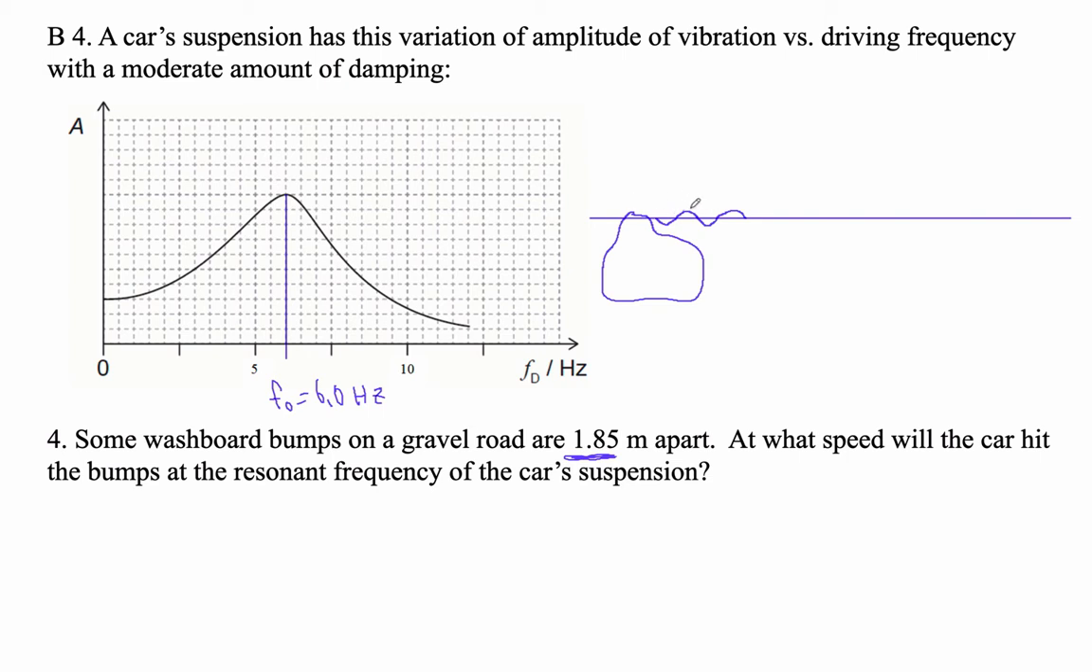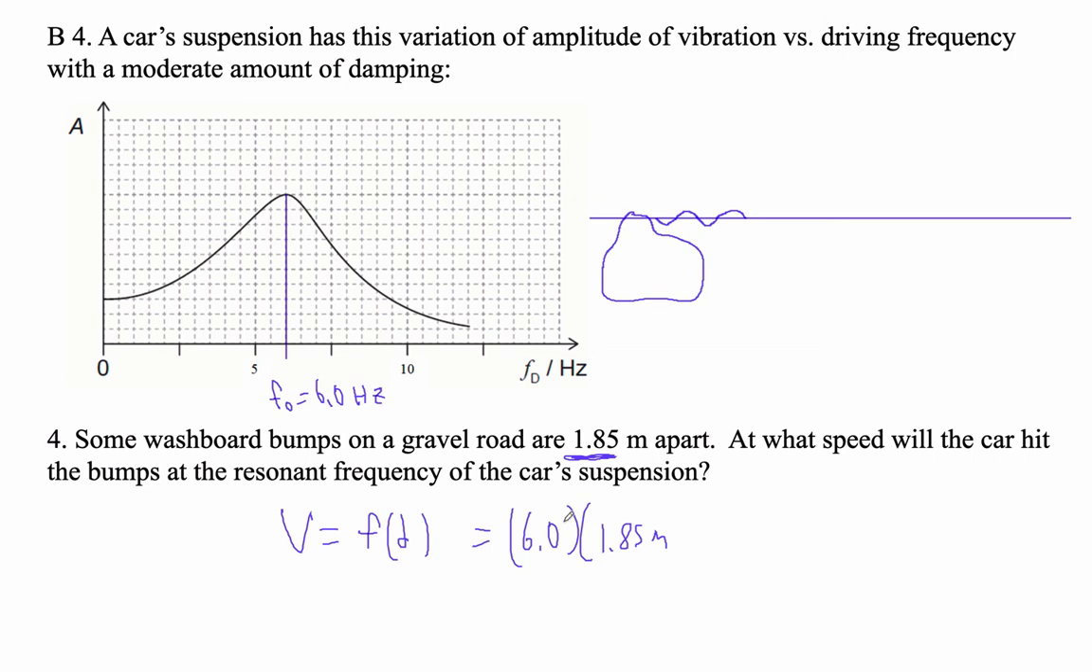Okay, so what we want to do is figure out how fast the car has to go: 1.85 meters 6 times every second. Well, basically the velocity is going to be whatever that frequency is times whatever that length is, whatever that distance is, okay? Because it's going to be 6.0 times 1.85, right? So 6.0 hertz times 1.85 meters.